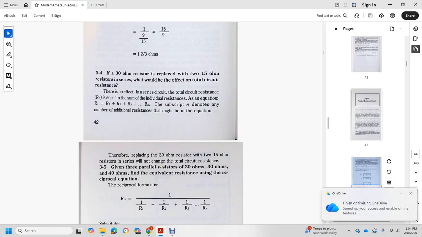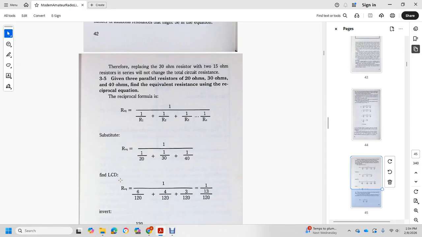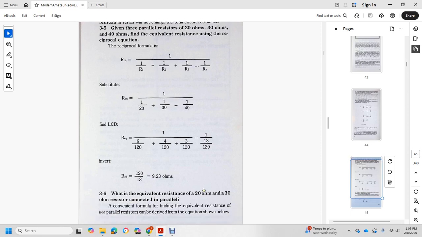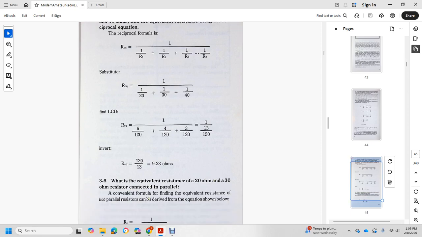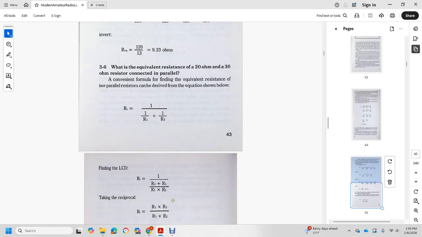3.5. Given three parallel resistors of 200 ohms, 380 ohms, and 40 ohms, what is the equivalent resistance? The answer is 9.23 ohms. What is the equivalent resistance of a 220 ohm and a 30 ohm resistor connected in parallel? A convenient formula for the equivalent resistance of two parallel resistors is 1 over the quantity 1 over R1 plus 1 over R2.